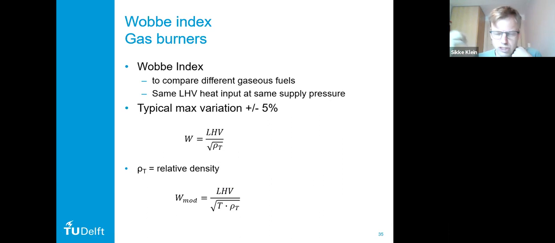So one of the challenges, for example, with combustion dynamics, if you have a coupling between acoustics and combustion, one of the important aspects is the Wobbe index, because that has an influence on the coupling between acoustics and combustion. And you can change the Wobbe index of your fuel by changing the temperature of your fuel supply. Some people who worked with gas turbines that have combustion dynamics really see that one of the tuning parameters to get rid of the combustion dynamics is to tune the fuel temperature. So the Wobbe index is an important one, really to compare different gaseous fuels.